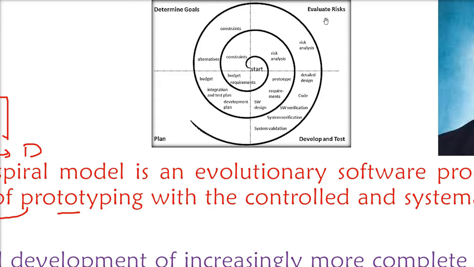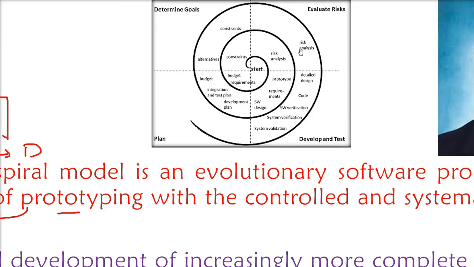Then finally, the most important part of this spiral model is evaluating the risk. For every spiral, there is a full quadrant given to the risk analysis. What are the risks that will cost you in cost, budget, and time? Then finally, the development and the test. Development test is where you use the SDLC part, whichever you choose. Here we'll be using the waterfall model. The fourth quadrant is all about the waterfall model.